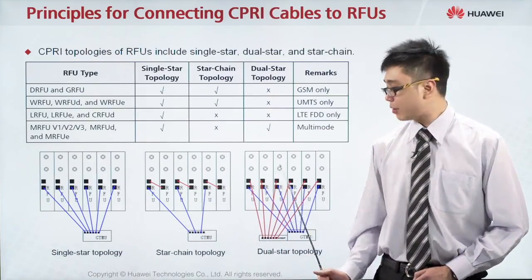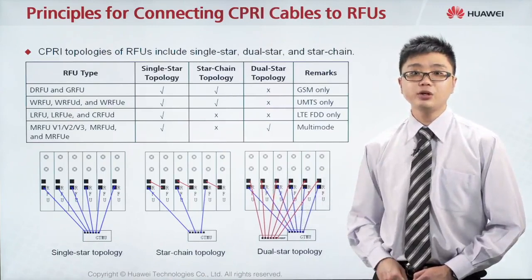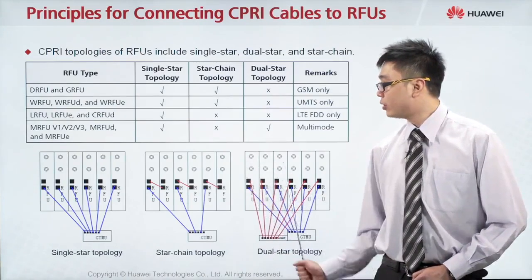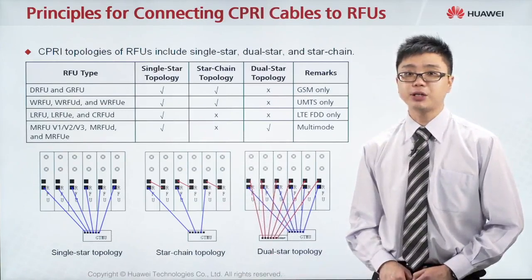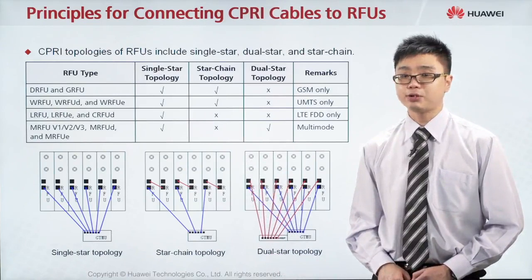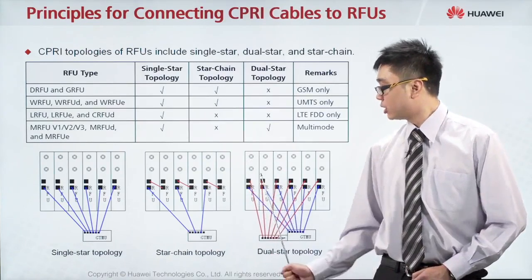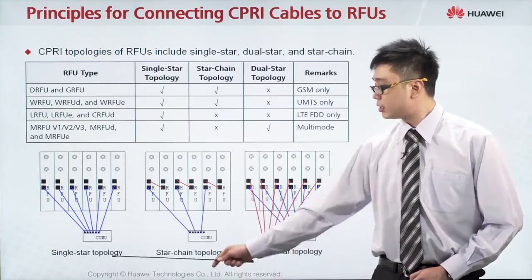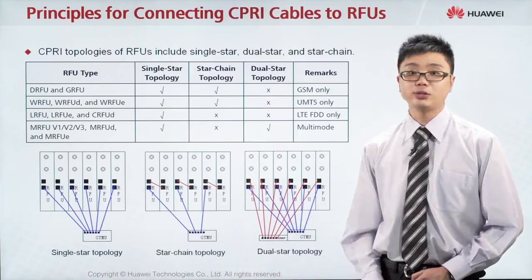And then we have another type of connection we know as a dual star connection. Dual star connection is mainly used for multiple mode connections. For example, your RFU here is an MRFU. When you have an MRFU, you need to connect to two different BBP boards, for example, the one that processes 2G and the one that processes 3G. The one that processes 2G is connected to the GTMU. The one that processes 3G is connected to the WBBP. So here are the 3 types of connection: single star, star chain, and dual star.